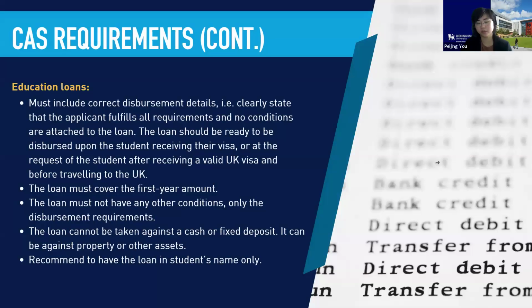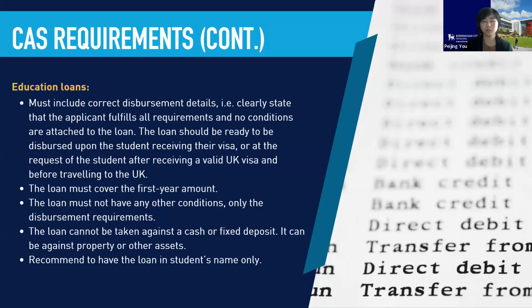Another type of financial document we can accept is education loans. So if you're going to apply for a visa using an education loan for CAS, the loan letter must confirm that you have fulfilled all requirements and no other conditions are attached to the loan, and the loan will be ready to disburse to your account after you receive your visa and before you travel to the UK. This is a very important section to show on your loan letter.